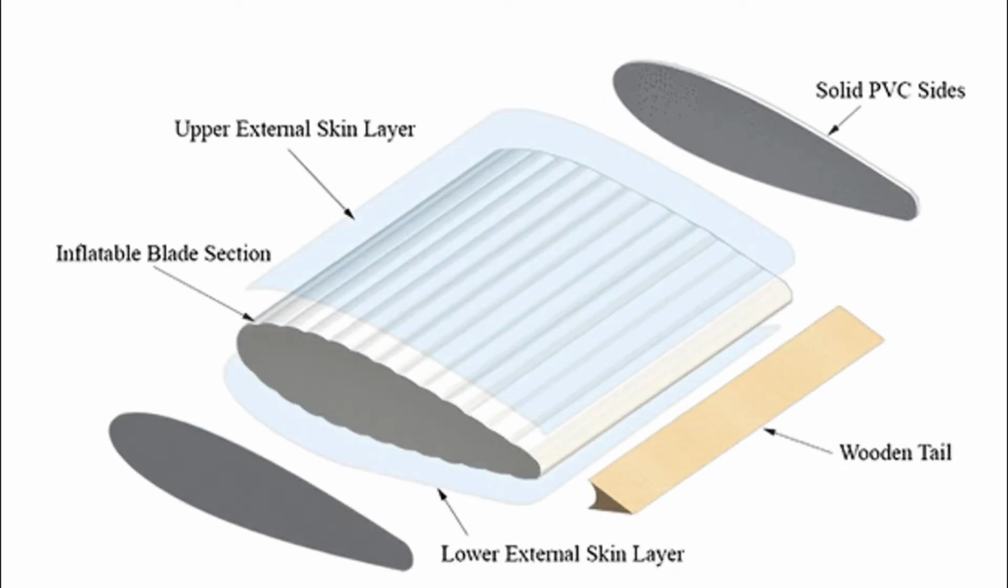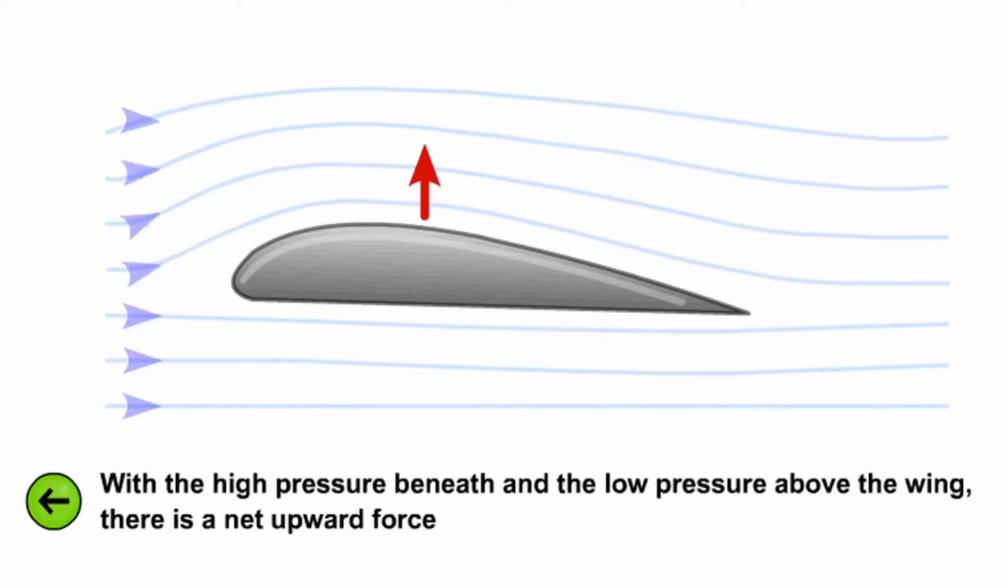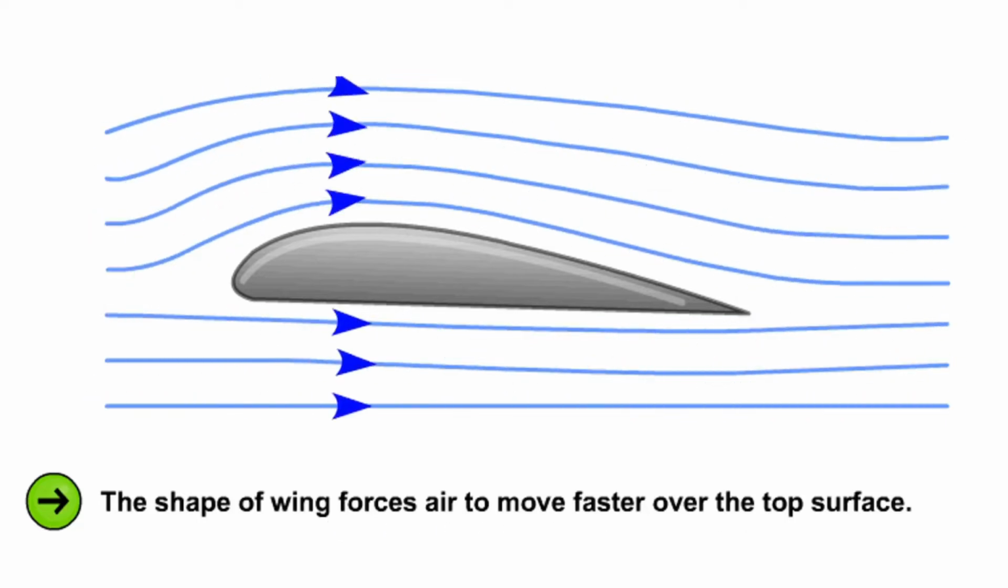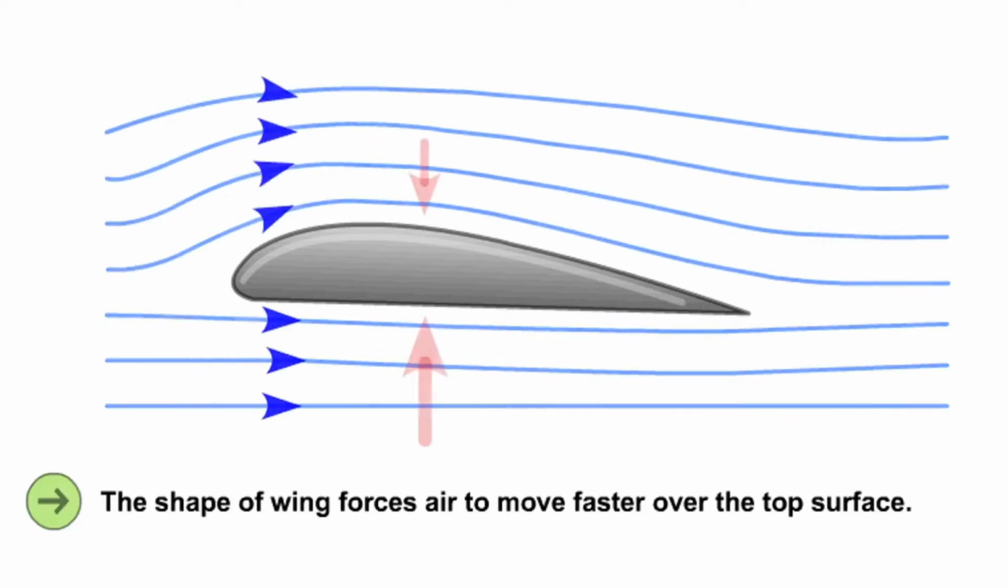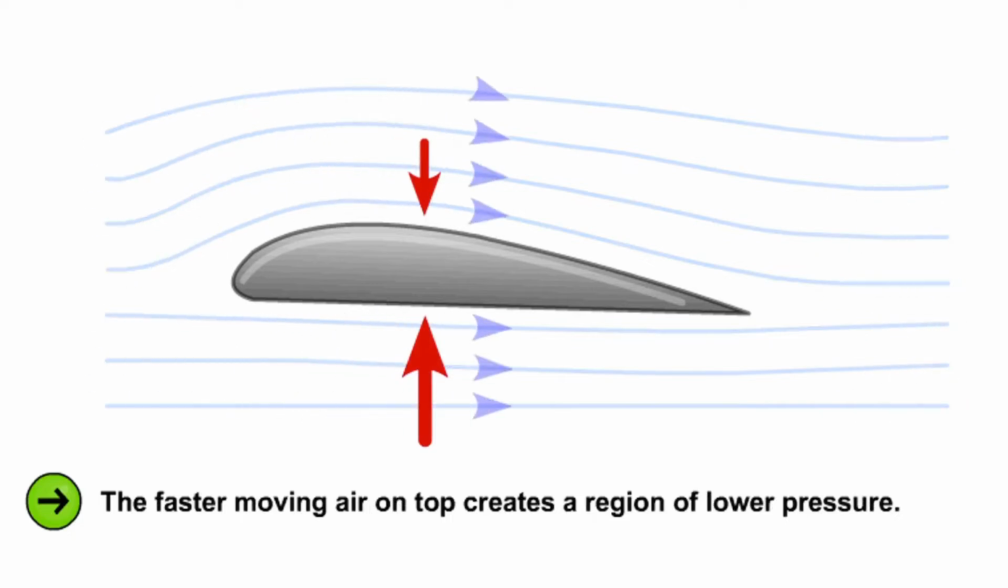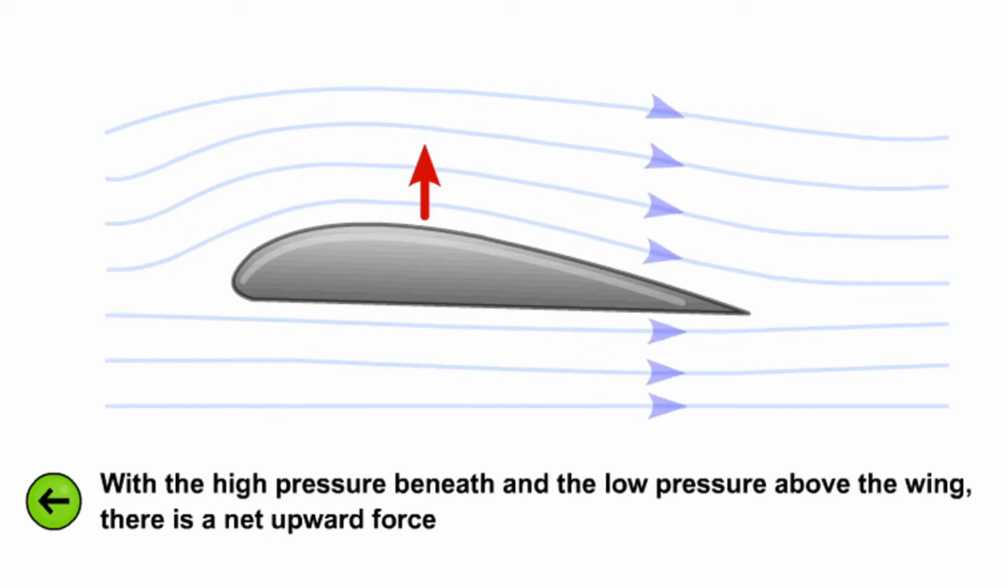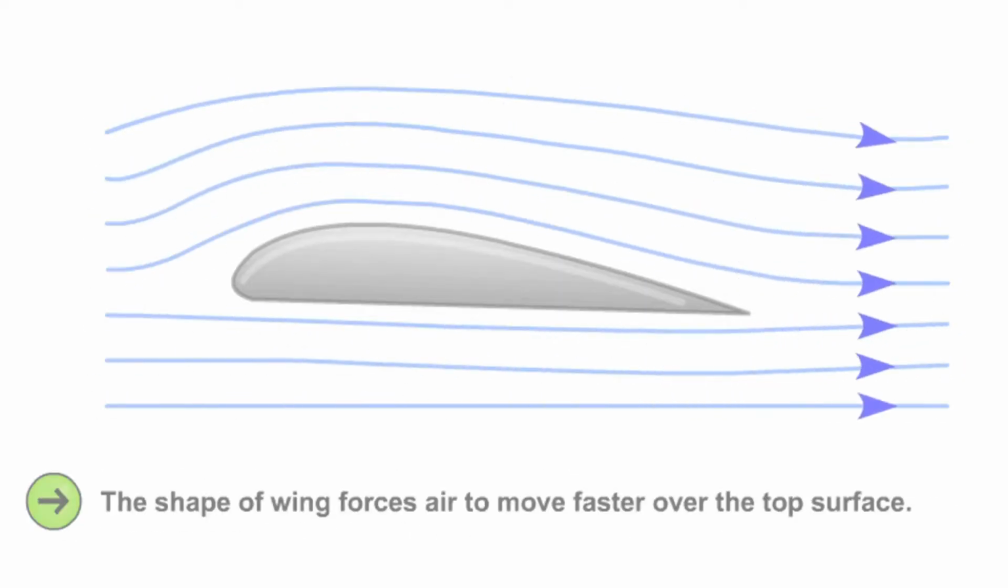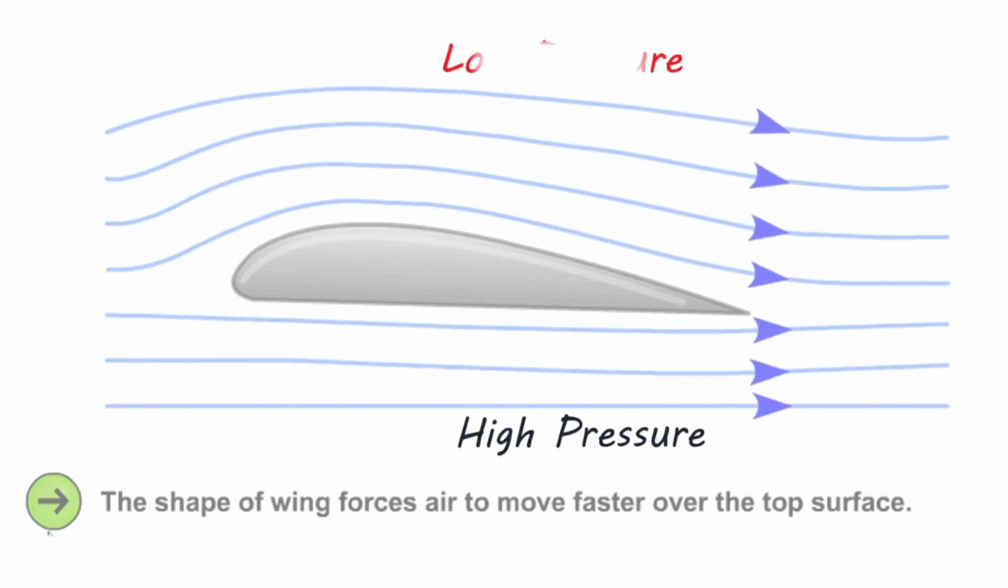If we look at the wings a bit closely and take a cross section, which is called an aerofoil, it is curved on the upper surface and almost flat at the lower surface. That is, the wing is a curvature-shaped part of the aircraft. This is called wing camber. As the camber increases, lift production by the wing also increases, which is suitable for high-lift low-speed aircraft. There are some other benefits of this camber along with producing lift. We will discuss it some other time in another video. The shape of the wing forces air to move faster over the top surface. The faster moving air on top creates a region of lower pressure. With the high pressure beneath and low pressure above the wing, there is a net upward force. This force is lift.